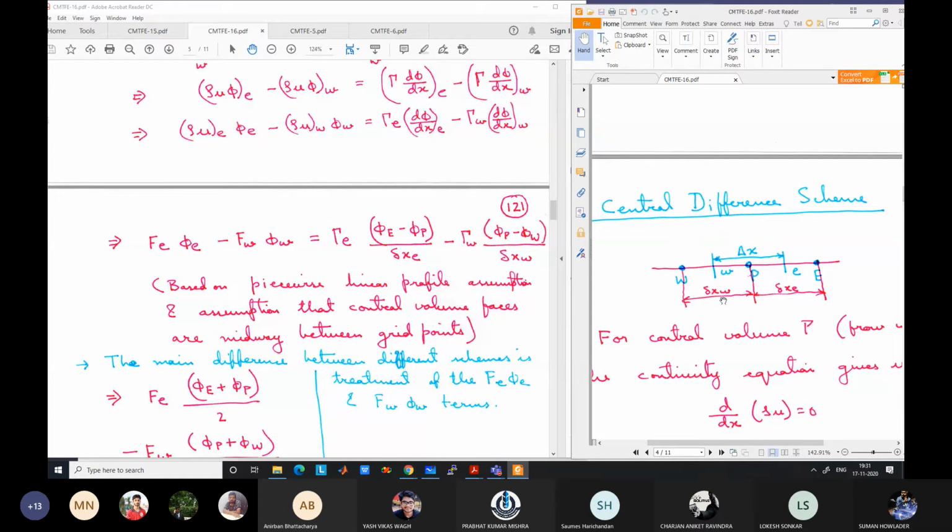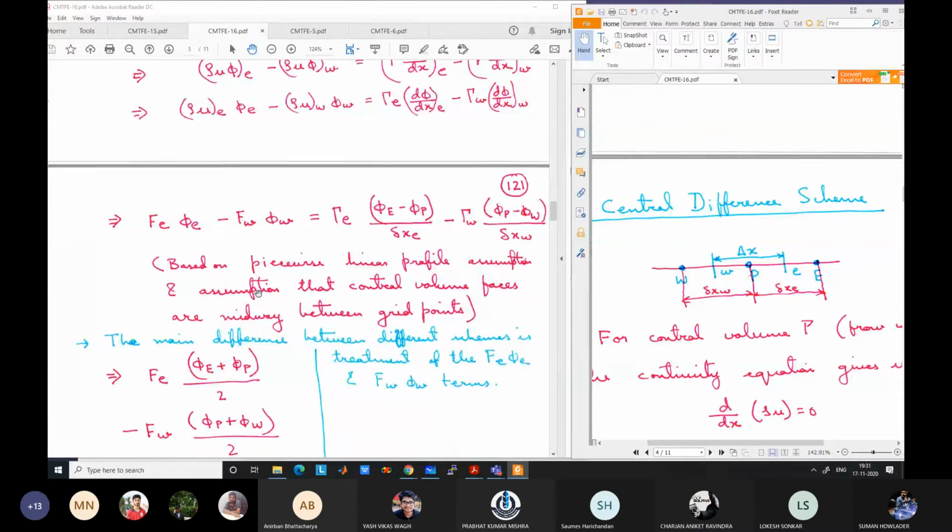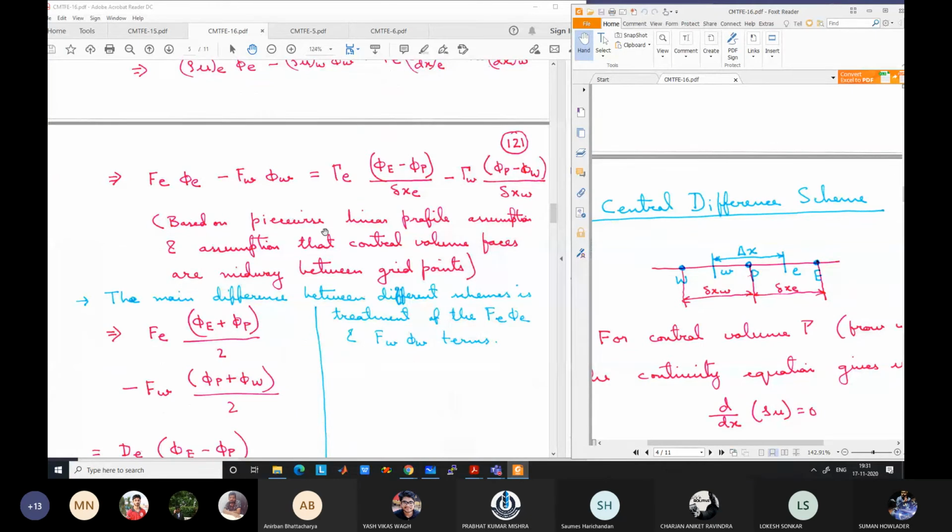This right hand side you already know, based on piecewise linear profile assumption, and also assuming that the control volume faces are midway between the grid points. Otherwise you have to take weight factors, which we are ignoring here. So the main difference will be for the different schemes that we are going to study. The main difference will be how we are going to treat, how we are going to interpolate, these Fe phi_e and Fw phi_w terms. That is actually the objective of different schemes, and that actually dictates what the accuracy is for different schemes.